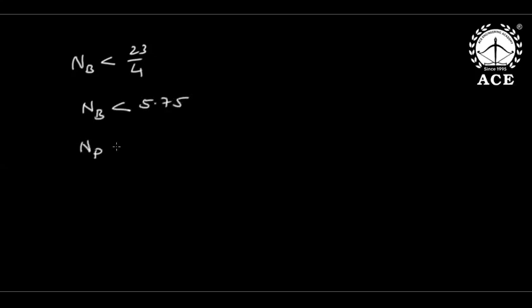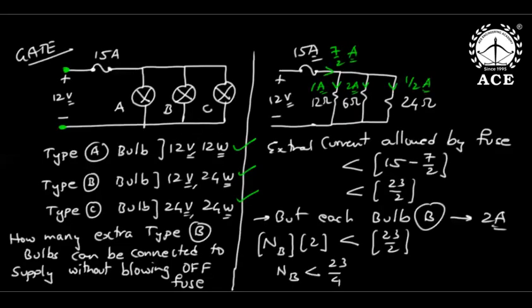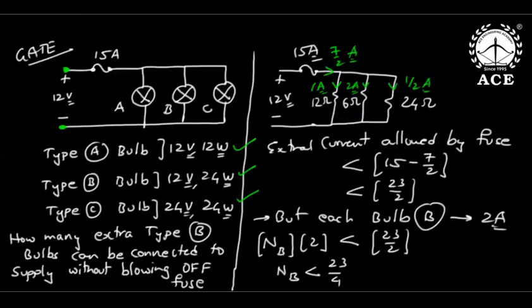So NB is 5 bulbs only. You can connect another 5 bulbs. If you put a sixth bulb, then the total will exceed 15, so it will break. So 5 bulbs only you can put. So I can connect an extra 5 bulbs of type B without blowing off the fuse. But if I connect the 6th bulb, then the current will exceed the fuse current rating and it will blow off. Okay, that is the simple meaning of this problem.